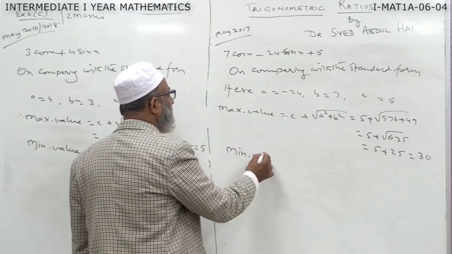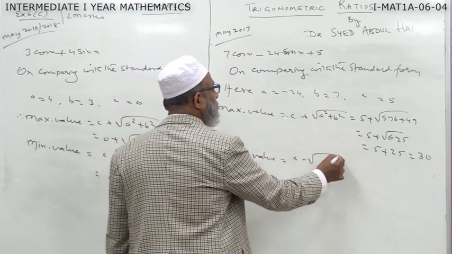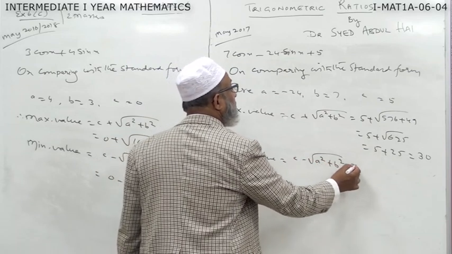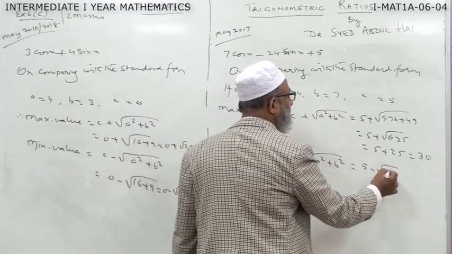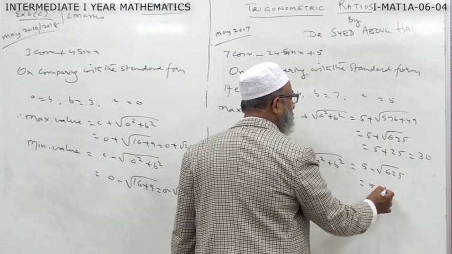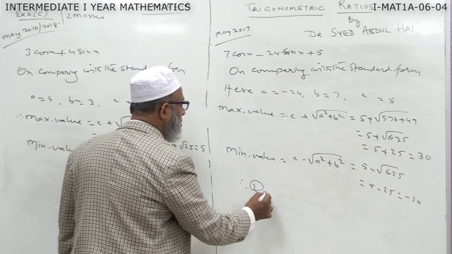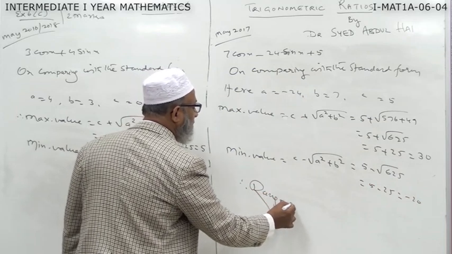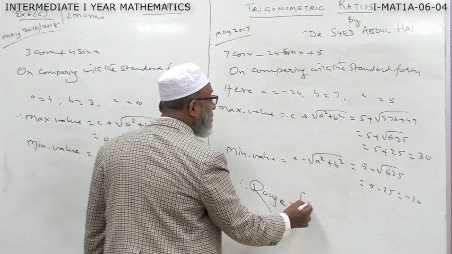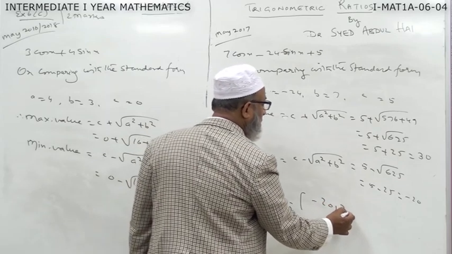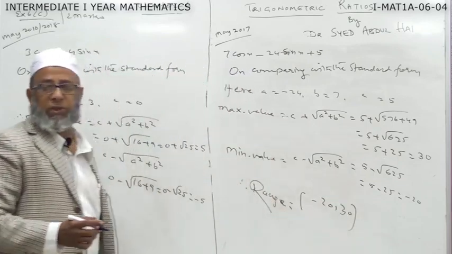And minimum value is equal to c minus root of a square plus b square, is equal to 5 minus root of 625, is equal to 5 minus 25, is equal to minus 20. Therefore, range is equal to minus 20 comma 30.